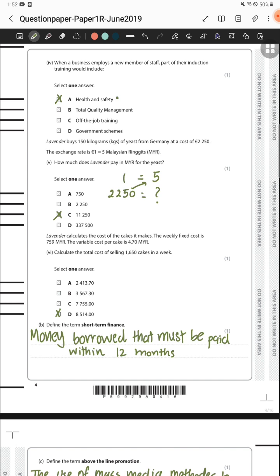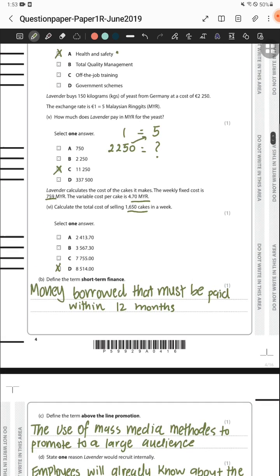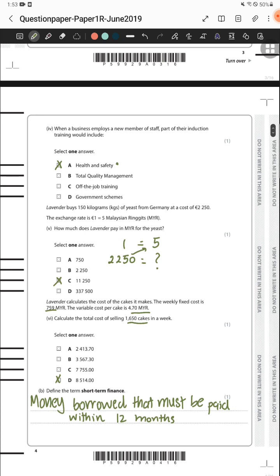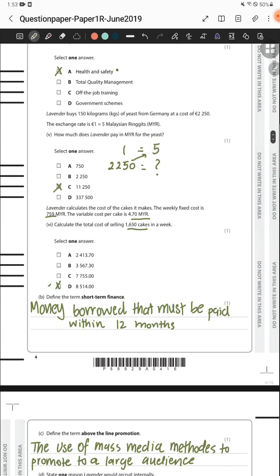So basically the fixed cost weekly is this. The variable cost is this, of selling in a week. So you have to take the total number of cakes, and I think you have to multiply it. And then you take, okay, then you'll get this answer.